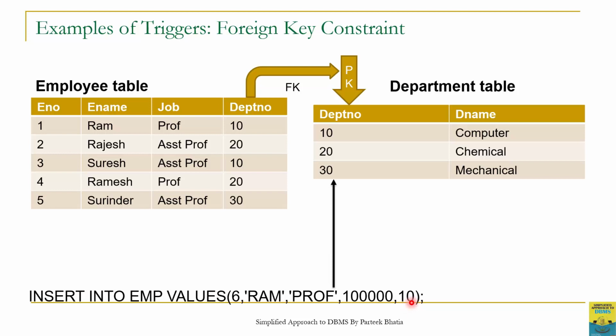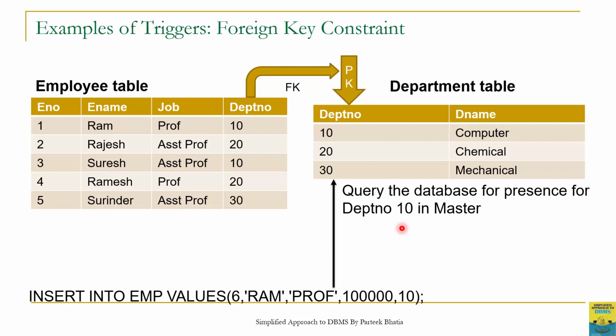So this department number 10 will be checked in the master table department. If the value is present in the department table, then this insert statement will be allowed. Otherwise, this insert statement will be stopped and an error will be returned to the user. In order to ensure this, we have to query the database for the presence of department number 10 in the master.